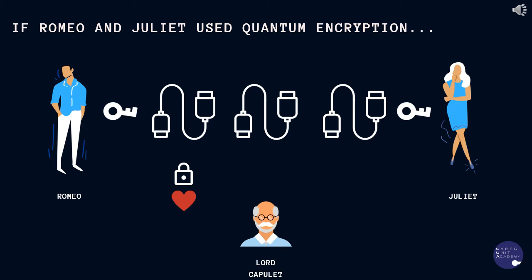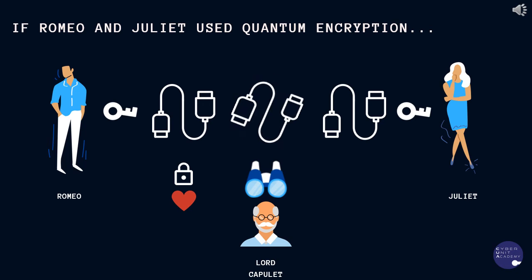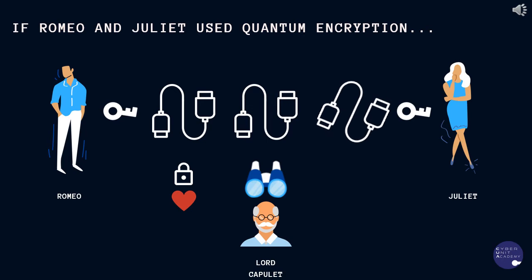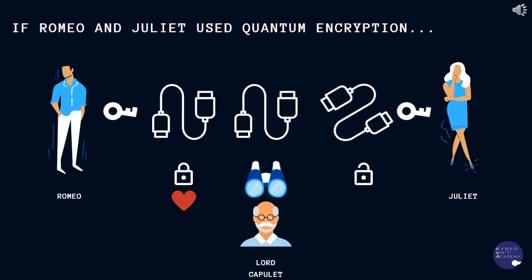Lord Capulet, who is Juliet's father, who wants to read the message, tries to listen in on one of the conversations. But in order to decode the message, he needs to reach each photon. Then Lord Capulet must pass that photon through the cable onto Juliet, as she is expecting the message from Romeo.